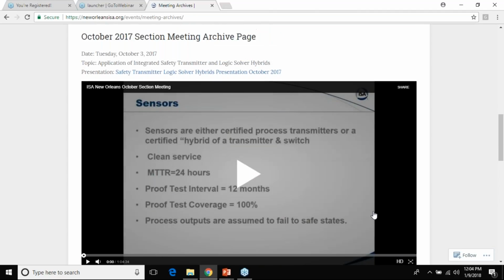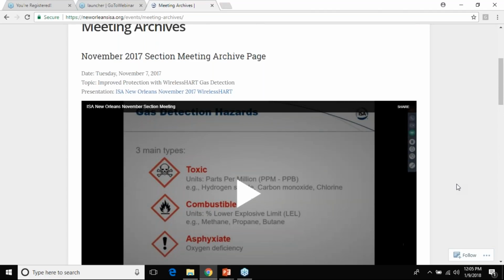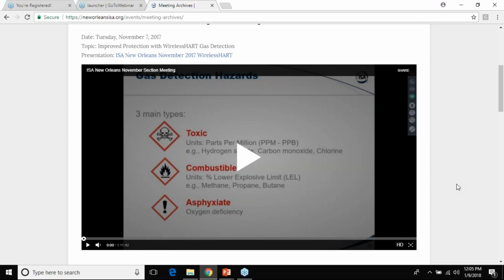Then in October, we had a presentation on safety transmitters, a hybrid safety and logic solver transmitter, and that presentation is up there. And then in November, we did a wireless HART gas detection session. So that's our theme here, to use the website as an archive to store this information.